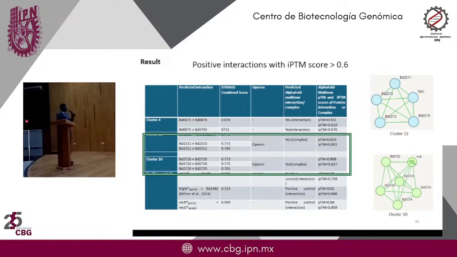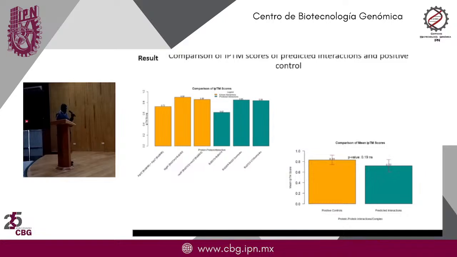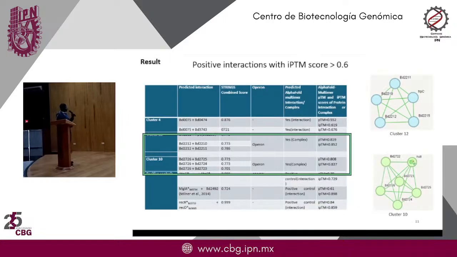I want to focus on and talk about cluster 12 and cluster 10. Okay, but before then, we also included positive controls here. These positive controls that we included in AlphaFold were known experimental interactions, and also interactions among housekeeping proteins which are established. So they also had high IPTM scores, 0.7, 0.89, 0.5.